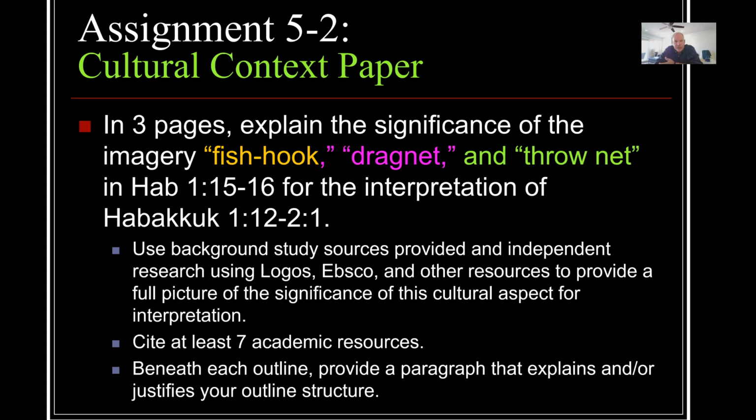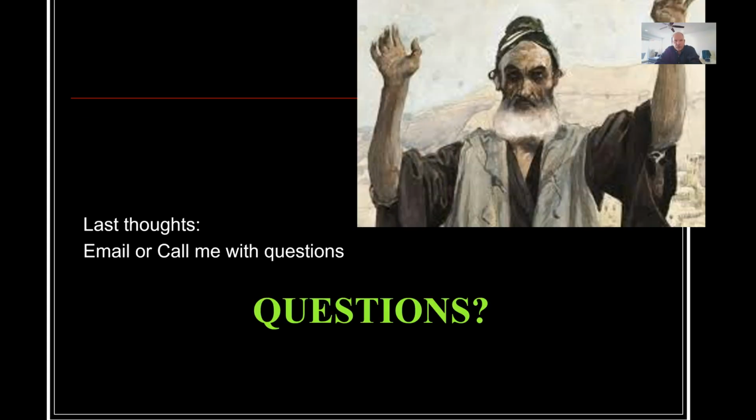So as you do the reading this week and as you look at the handouts and the video lectures, you'll get more information on what is looked for in this cultural context paper. Call me or email me with questions.